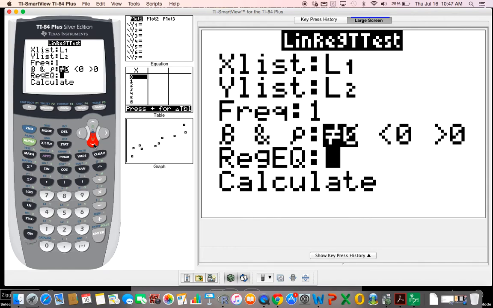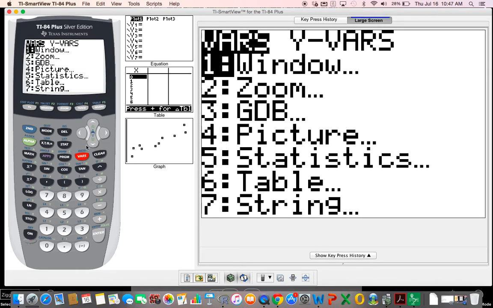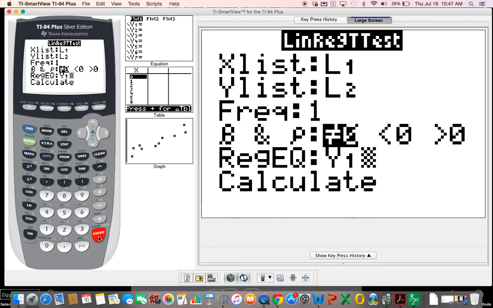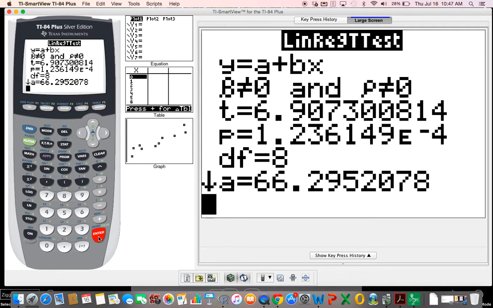Regression equation. I want you to go ahead and do this. I want you to go to VARS. Now you've got to have your cursor right there. You only have to do this one time, so I'll be able to tell who's watching the videos and who isn't. Go to VARS, go over to Y variables, select function, and put Y1 there. That's really going to come in handy in the next video. All right, so go calculate.